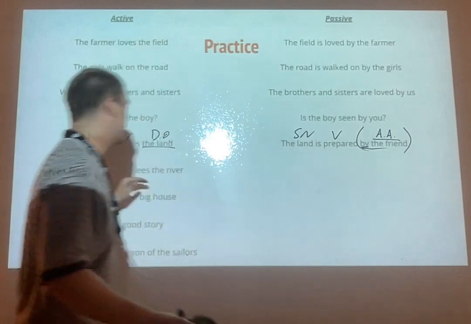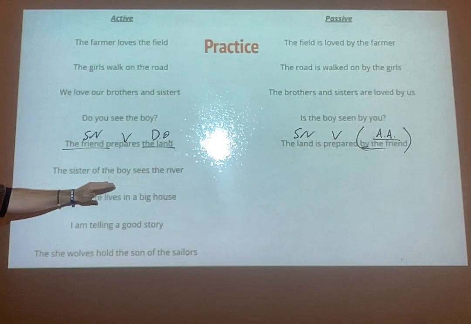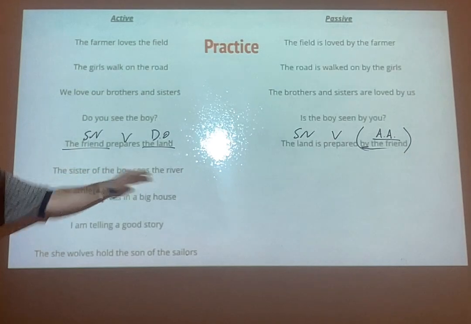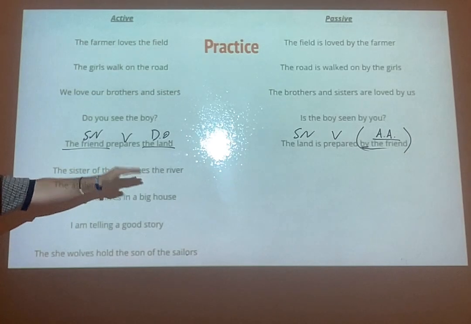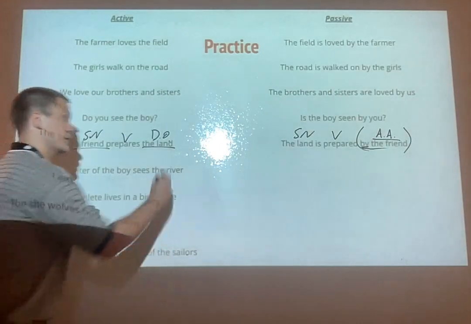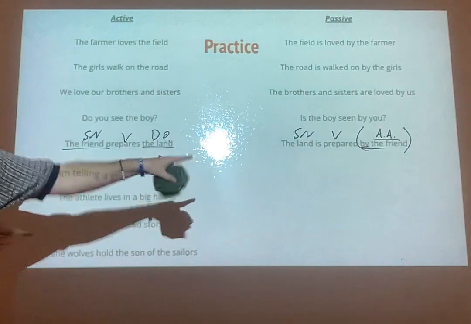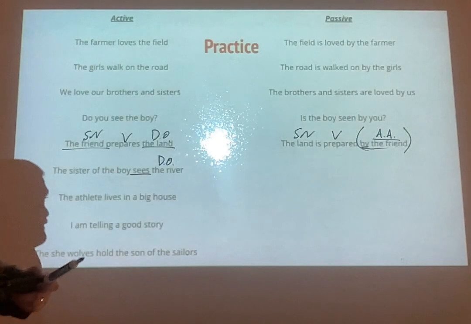All right. So next one, Felipe, go ahead and do, or Mia, sorry, don't lose. All right, go ahead and do the next one. Read this one again in the active. The sister of the boy sees the river. Okay, now what's the direct object here? The river. The river is the direct object, the thing being seen. So what is it now in the passive? The river is seen by the sister of the boy.